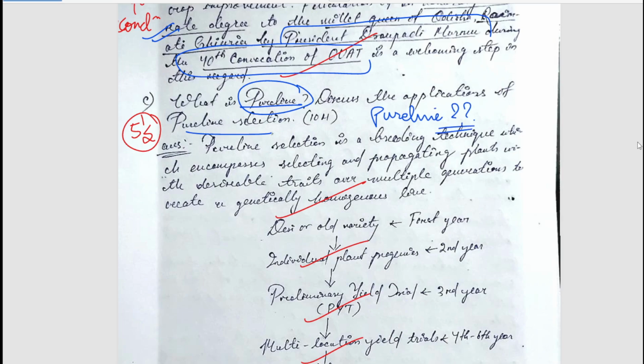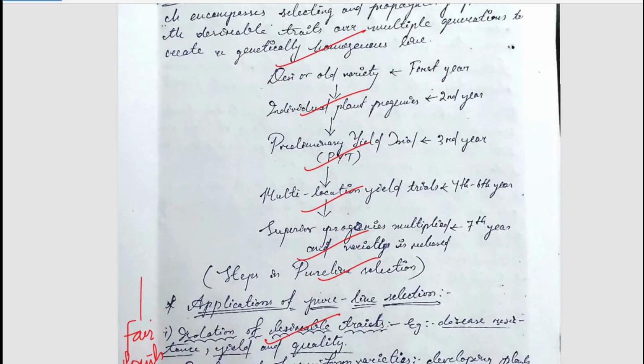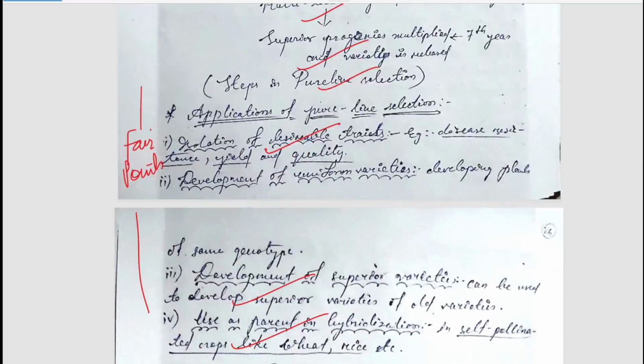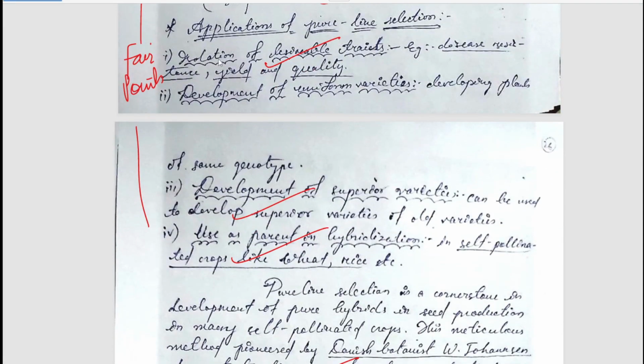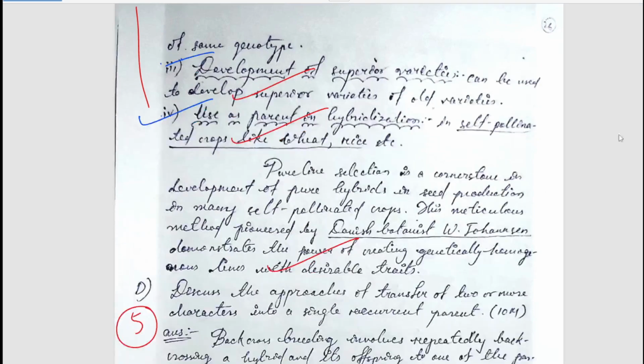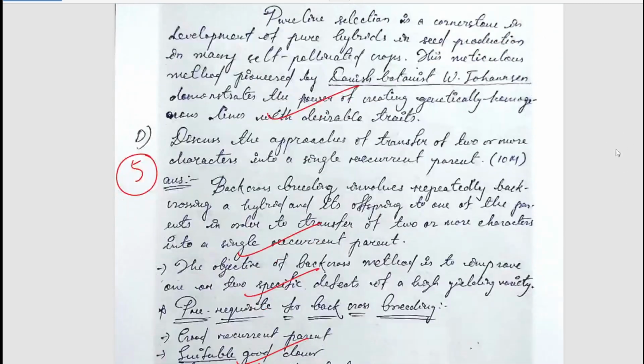The student has mentioned pure line selection, but I think a small definition of pure line in one line can be written here. Applications have been mentioned, such as isolation of desirable traits, development of uniform varieties, development of superior hybrids or superior varieties used in parent hybridization. So, written points. Now let's move to the next question.